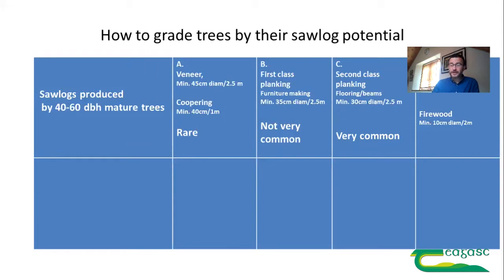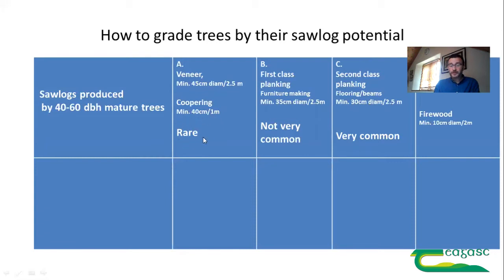But we can see what the grades are in many European countries like France and Germany, and also across the UK, for sawlog produced from mature trees 40 to 60 centimeter diameter at breast height. The sawlog grades are generally divided between Class A, Class B, and Class C. Class A is the top grade for unblemished logs, perfectly straight, cylindrical, no knots, no branches. A minimum length of 2.5 meter logs with a minimum diameter of 45 centimeter. They're used for veneer or coopering, in which case the logs can be much shorter.